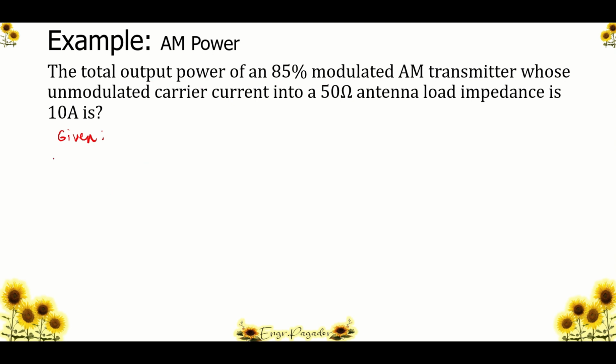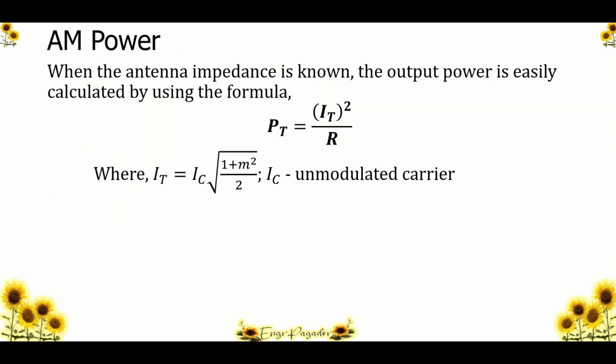So we have an 85% modulated AM carrier. So our modulation index is 85% and that is equal to 0.85. Whose unmodulated carrier current is 10 amperes. So that is your IC. 10 amperes into a 50 ohm antenna load impedance. So, yung R natin dito is 50 ohms. So, given tayo ng M, your IC, and your impedance. So, ang gagamitin natin na formula is what we have discussed ito.